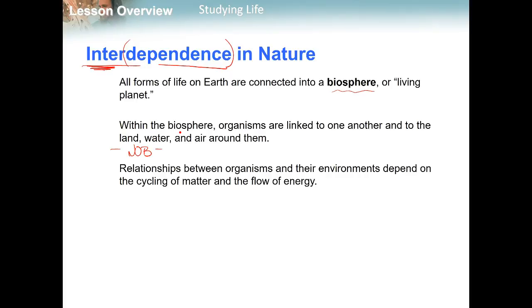All of these organisms are going to have a job, and that job is going to help keep the biosphere balanced and supporting life. These relationships between the organisms and their environments depend on the ability to cycle matter and the flow of energy. Without the matter and energy, they can't do their job. So they help to recycle that. Carbon dioxide is deadly. CO2 is deadly. We can't live in a world with just CO2. But guess what? Plants consume CO2.